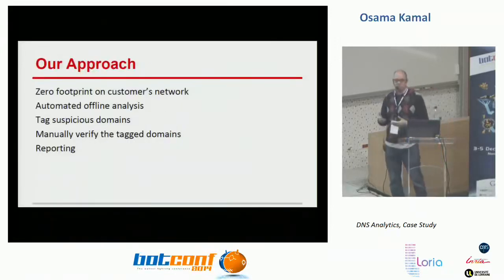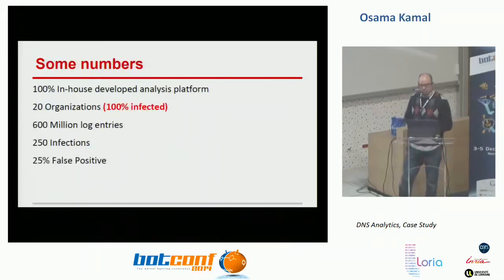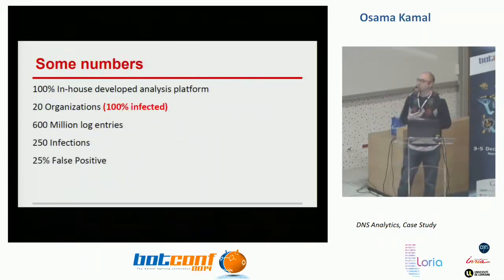So our approach is very simple. We go to the customers, we take the logs, we do some automated offline analysis, we verify the findings manually, and then we give them a report at the end. It's a very simple approach. Here are some numbers. We did this for more than 20 organizations. Some of them we did several times on a regular basis, like quarterly. And we have analyzed 600 million logs so far. And all of the organizations that we have seen have an infection somewhere, all of them.